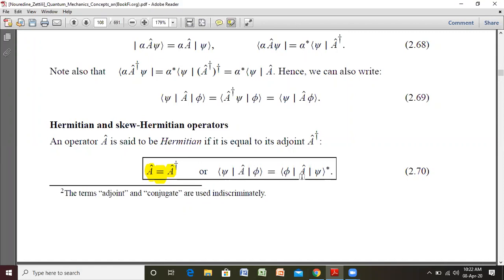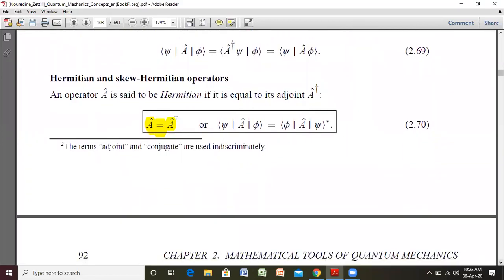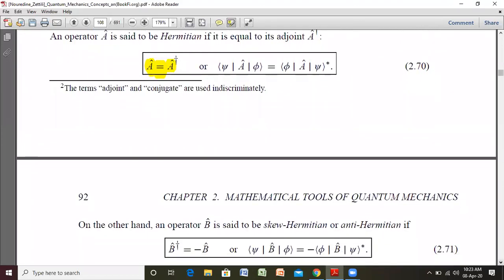So whenever we take the complex conjugate of the average value, it gives you again the same value without the complex conjugate. That is the definition of a Hermitian operator. And a Hermitian operator always gives real eigenvalues.